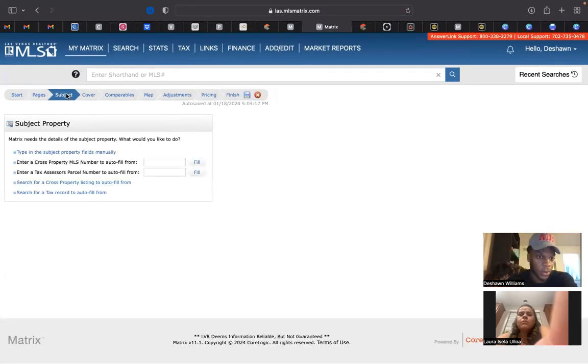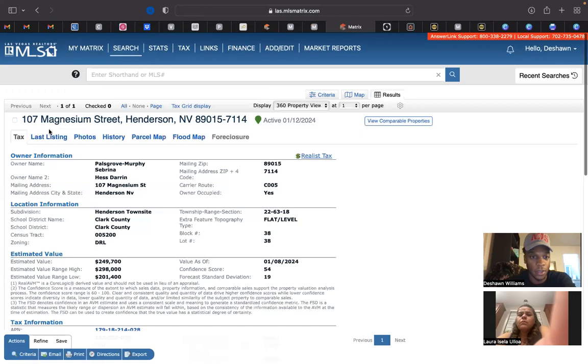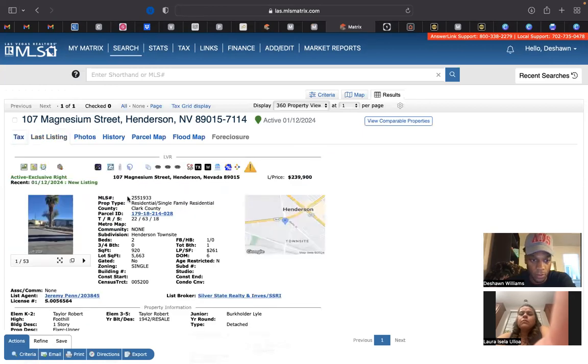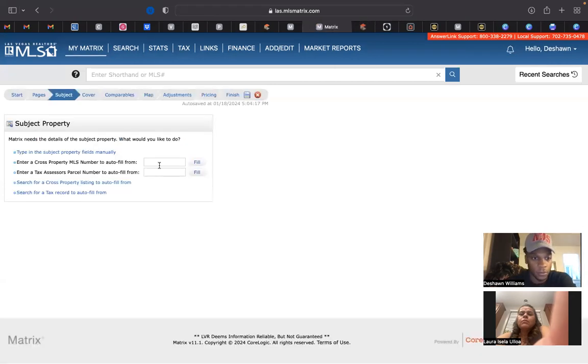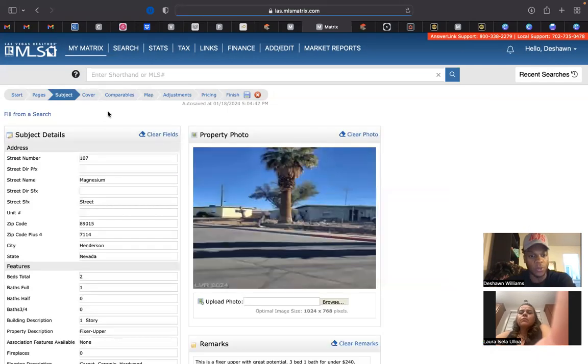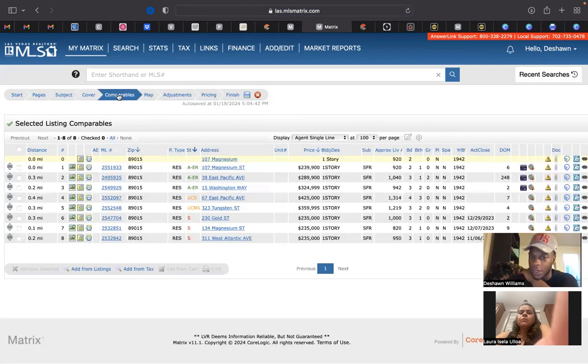Subject property, you could put the subject property in there for the comparables. I'm just kind of breezing through it. So I would just take the MLS number, copy paste it in there, and then the photo should auto populate. I'll do that. It's not too difficult. Boom. So it auto populates the picture and some of the information. And then we look at the comparables here.